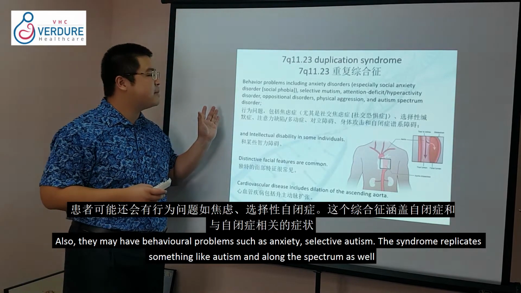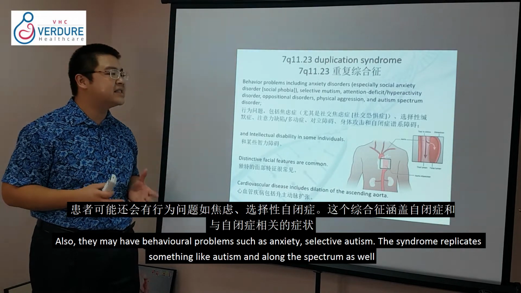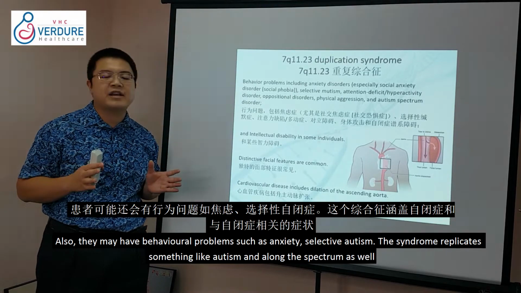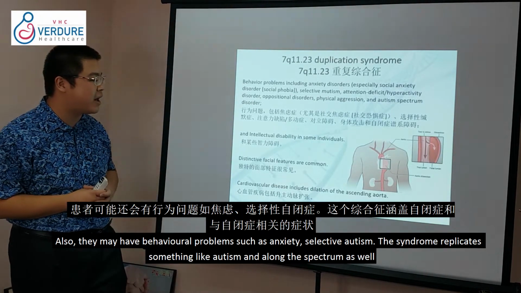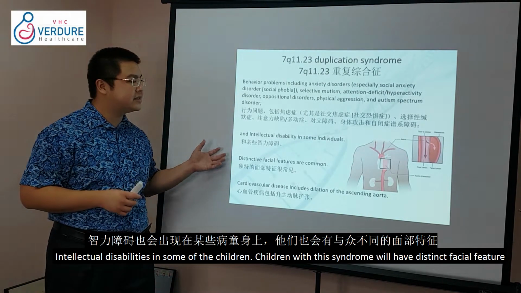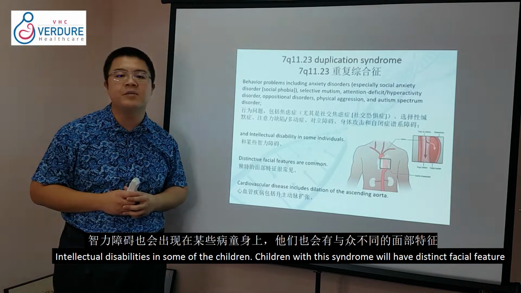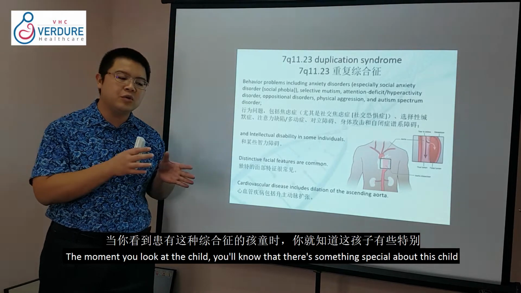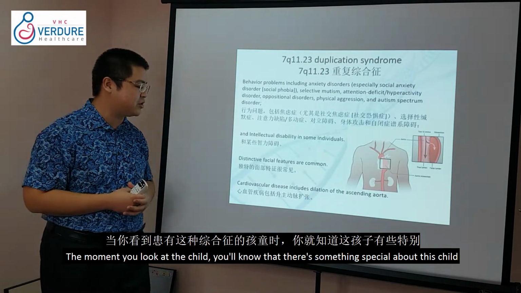They might also have behavioral problems such as anxiety and even selective mutism, and the syndrome can replicate something like autism and along that spectrum as well, and intellectual disability in some of the children. Children with 7q11.23 syndrome have a very distinctive facial feature, and the moment you have a look at this child, you will know that there is something special about this child.